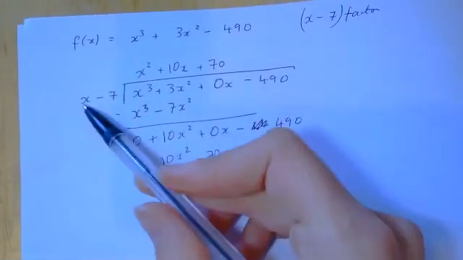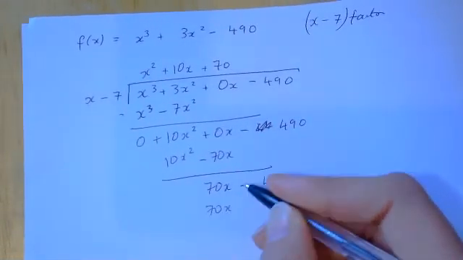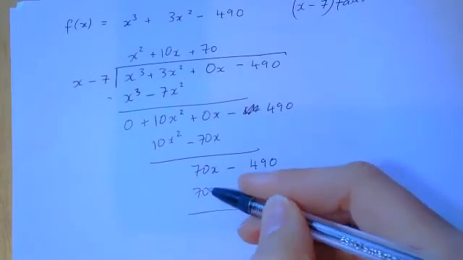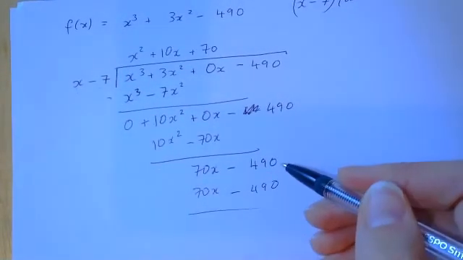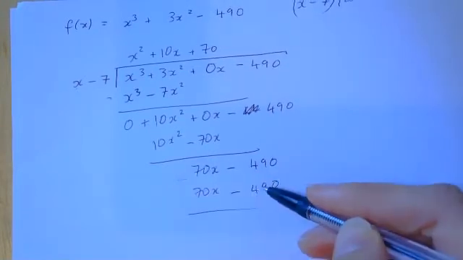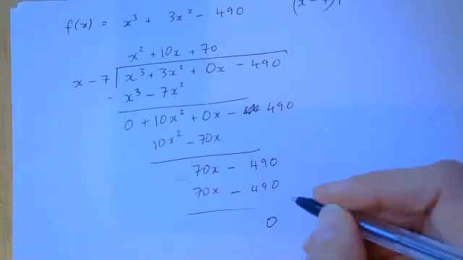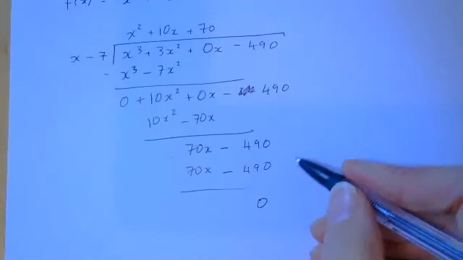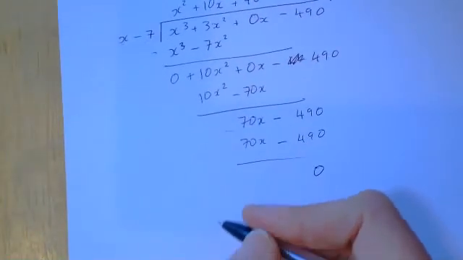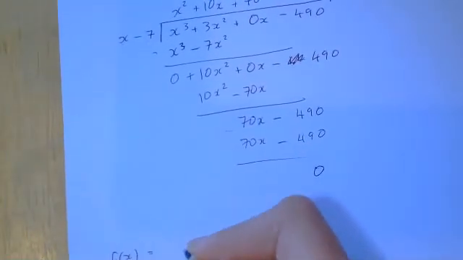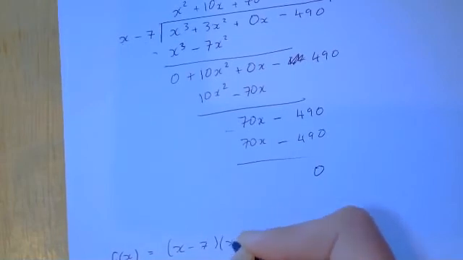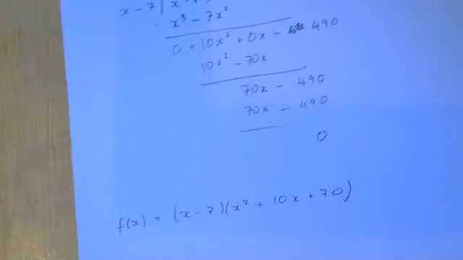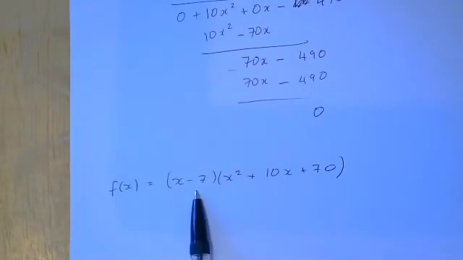Then how many x's in 70x? Well, that's 70. So I've got x times 70, and I've got minus 7 times 70. 70 take away 70 is 0. Minus 490 minus 490 is 0. We knew that was going to be 0 because we said that it was a factor. If that hadn't turned out to be 0, we would have had a problem. So f of x is x minus 7 times x squared plus 10x plus 70.